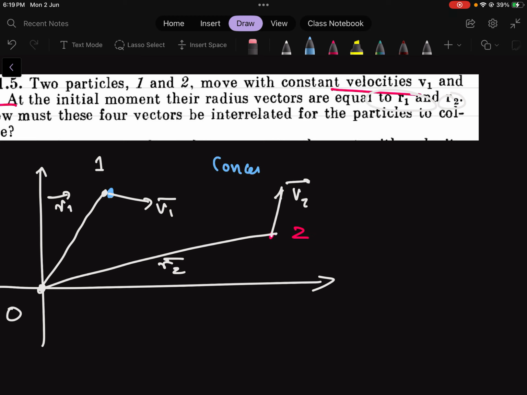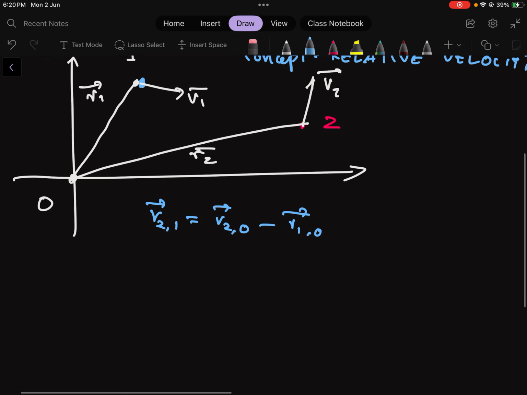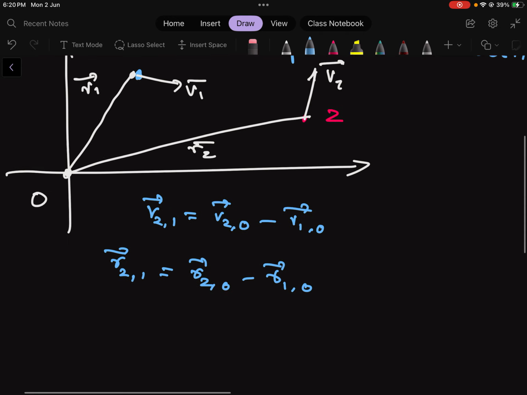So the concept used in this question is that of relative velocity. If you look at it, it is a very simple question, relative velocity. So velocity of particle 2 with respect to 1 is equal to velocity of 2 with respect to chosen frame O minus velocity of 1 with respect to chosen frame O. And this comes directly from the position or the coordinates of the particle with respect to the origin, or shifting of origin basically. So coordinates of 2 with respect to 1 is equal to coordinates of 2 with respect to origin minus coordinates of 1 with respect to origin. And if we differentiate this, the velocity relation comes obviously, because dr vector by dt is nothing but v vector.